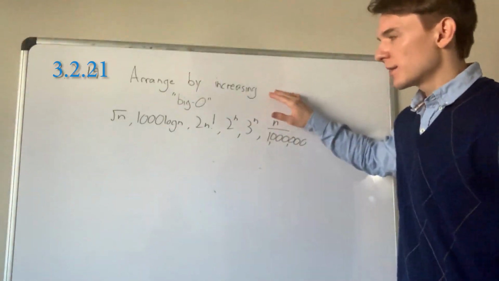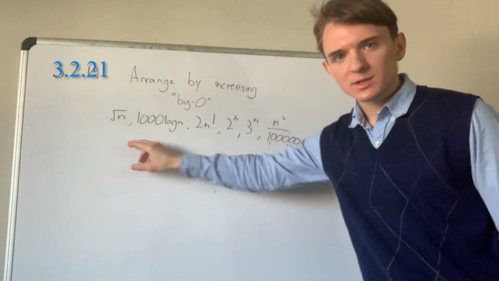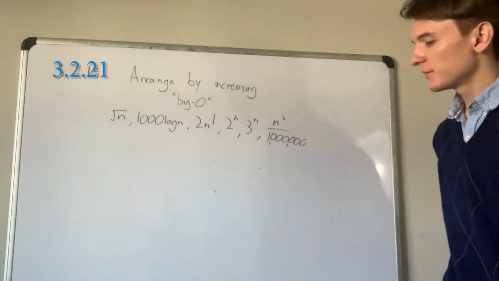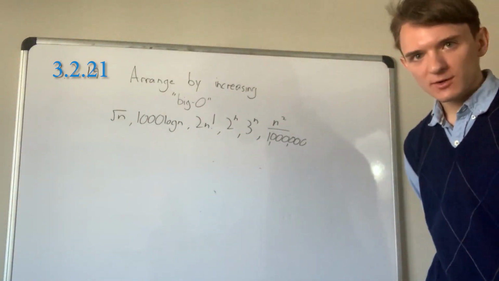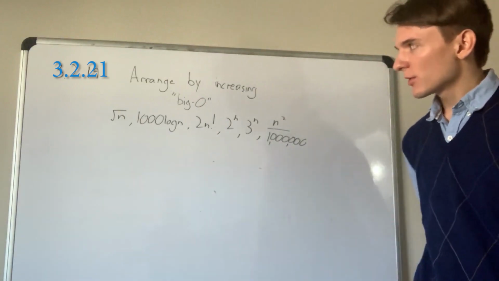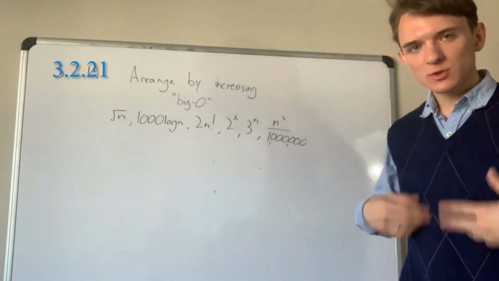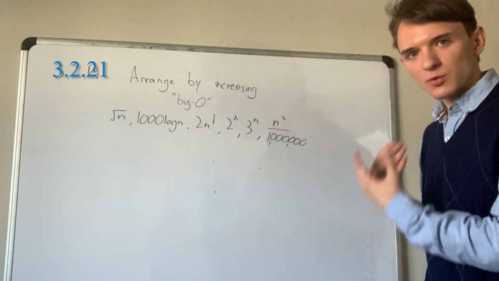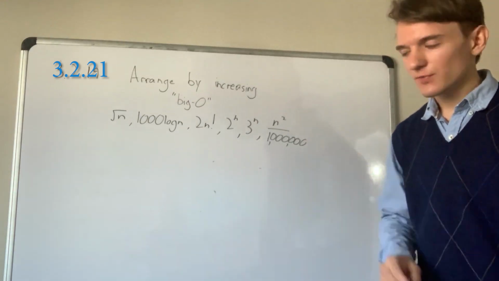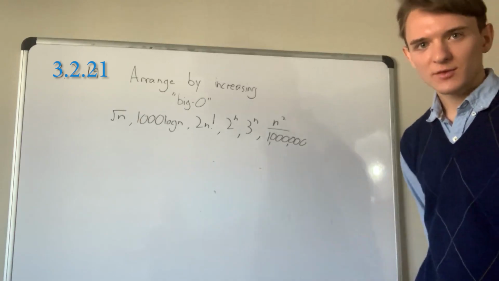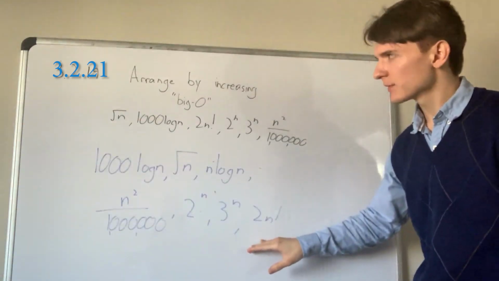Arrange by increasing big O. We're given a bunch of functions, and I think you should do this one on your own. So pause the video, determine on your own which ones are the slowest in running time and which ones are the quickest in running time. And then when you're done, unpause the video, and I'll have the solution available for you. Is this what you put?